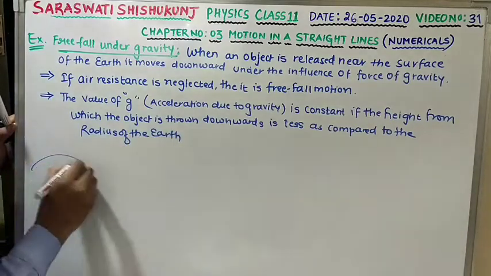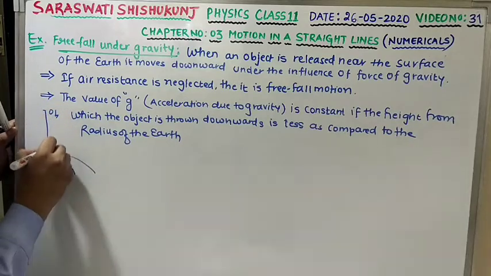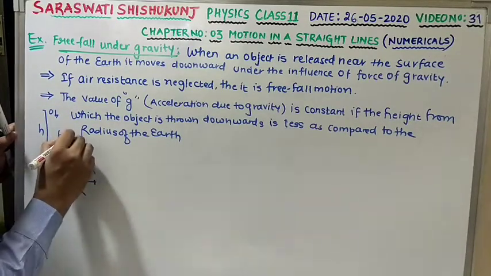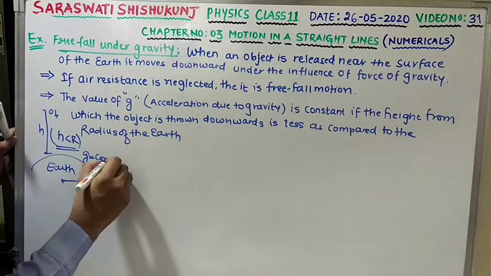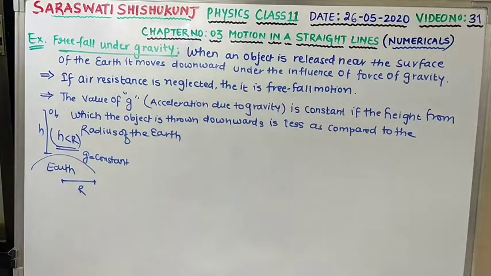Here it shows that suppose this is your earth, and if object is projected from here, this much height h must be less than r. This h must be less than r, then your g is what? Constant. Is this clear? Perfectly.